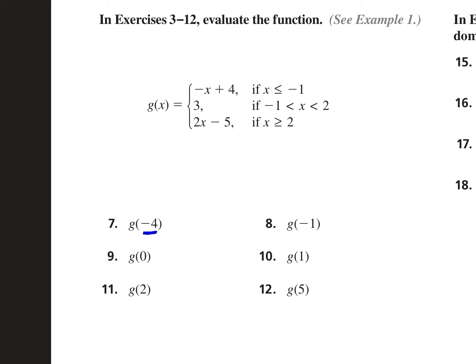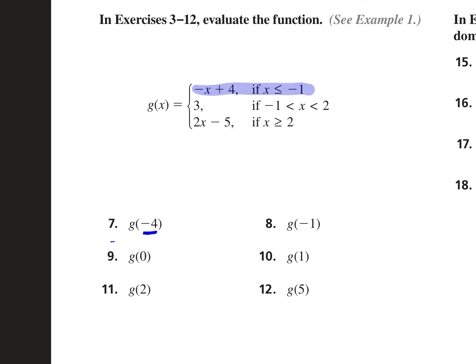So where's negative 4? Less than or equal to which one? The first one. So negative 4 is less than or equal to negative 1. So that falls into the first piece here, so I would plug it into that one.